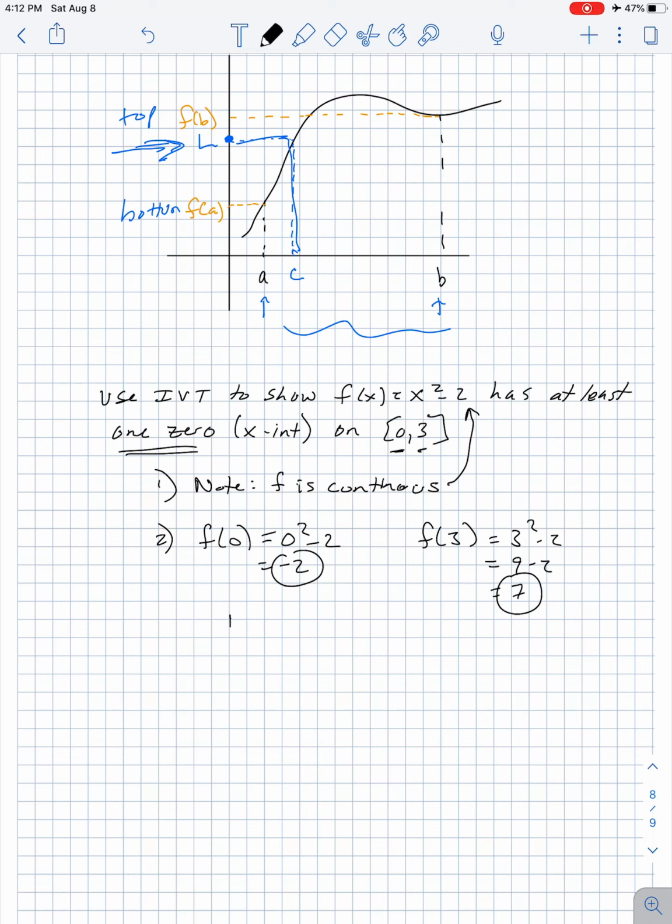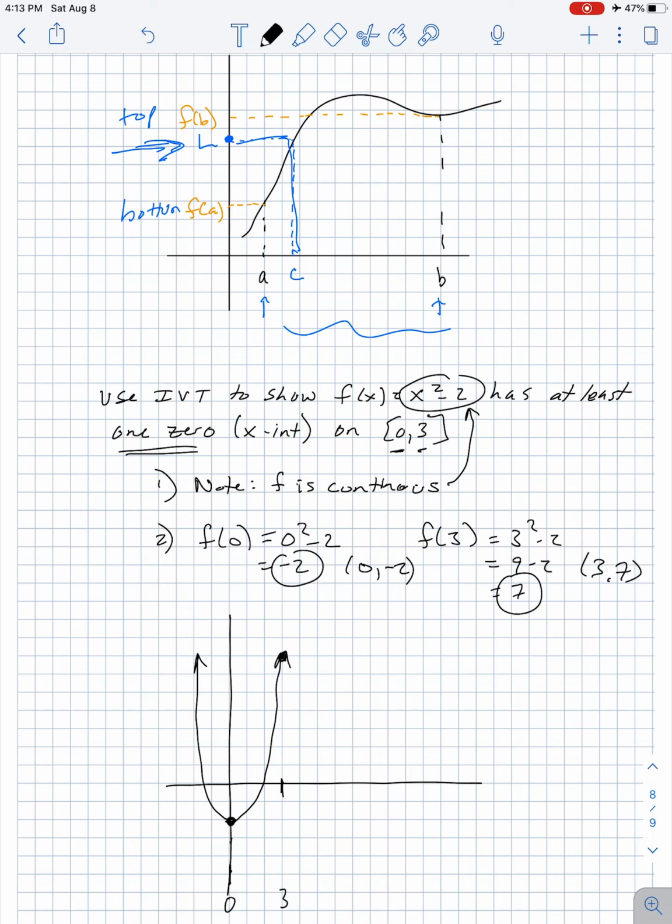Okay, now we want to show that there's at least one zero. So let's draw a picture, just so you understand how we're applying the theorem. First of all, f of 0 is -2. So 0, -2 is on the graph. And then f of 3 is 7. So this is the coordinate 3, 7, and this is the coordinate 0, -2. Okay, and if you know what this looks like, this is a parabola and it's shifted down 2. So it looks like this. Okay, and it goes up over here, but we're only looking at the interval from 0 to 3 here.